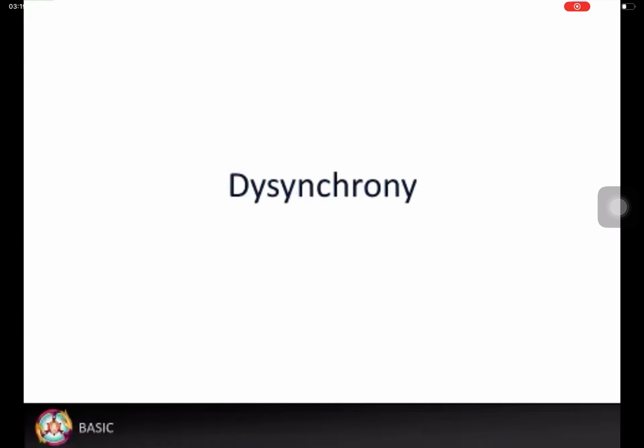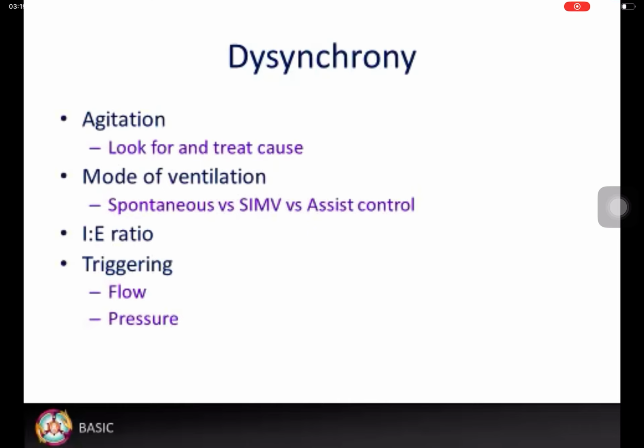Desynchrony. There are a large number of causes of patient ventilator desynchrony which need to be considered. It's important to identify and treat these causes and not simply to sedate the patient more heavily. As well as all the possible causes of agitation, there are a number of ventilator parameters which must be considered. These include the mode of ventilation, the IE ratio, and the mode of triggering.